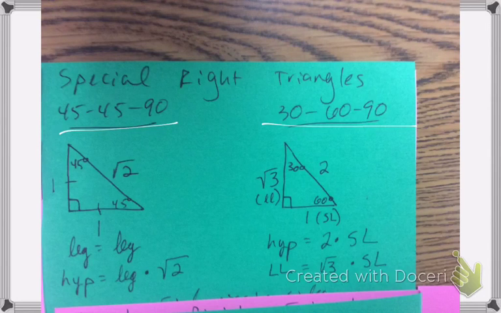Again, for you artistic folks, the short leg is 1. That means the hypotenuse is 2. That means the long leg is radical 3. This is the long leg because it's across from a 60-degree angle. This is the short leg because it's across from a 30-degree angle.